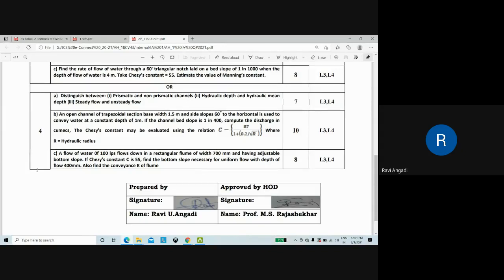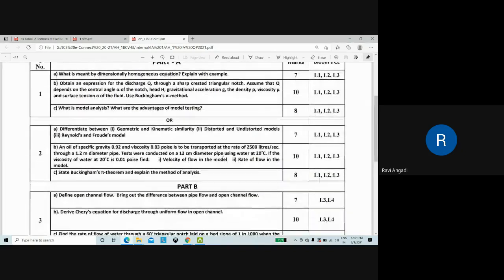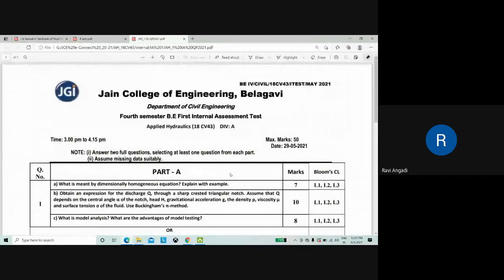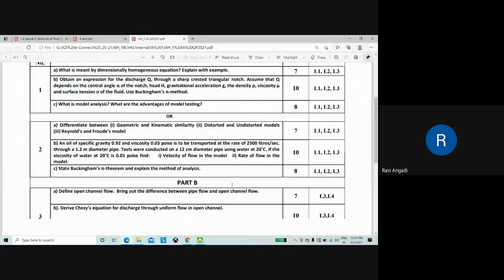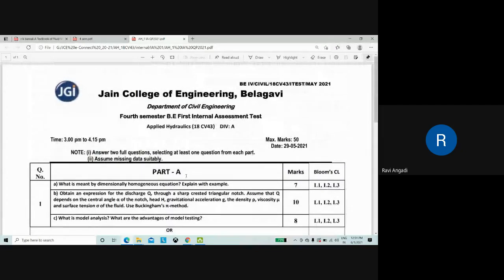Okay. So we'll get the marks soon, they will also be displayed soon. Any doubt in this question paper? Anything you want to ask?